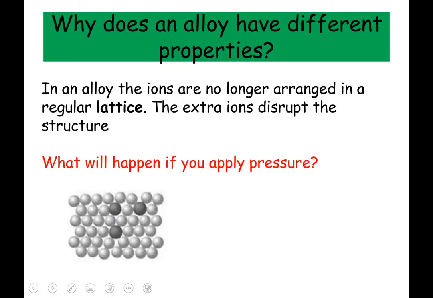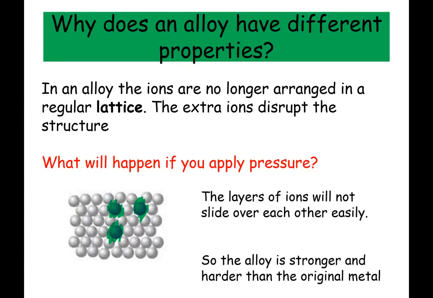Whereas in an alloy, the ions are no longer arranged in a regular lattice. The presence of the extra ions or atoms that you've added to it are disrupting the structure of the material. So when we look at them now, they're no longer as neatly organized, which means they're not going to slide over each other as easily. These extra atoms are going to act as kind of blocks to stop that happening. This is why the alloy is stronger. It's less malleable than the original metal because the layers cannot slide over each other easily.